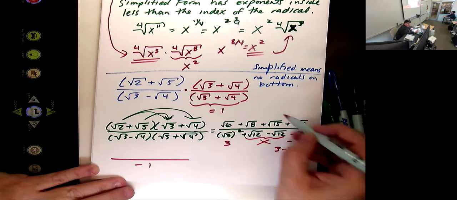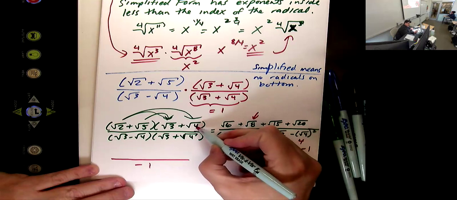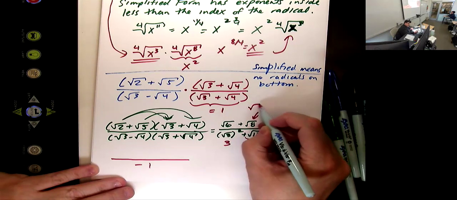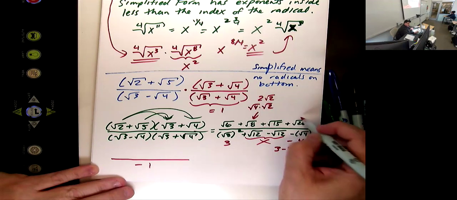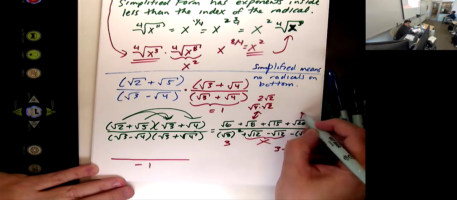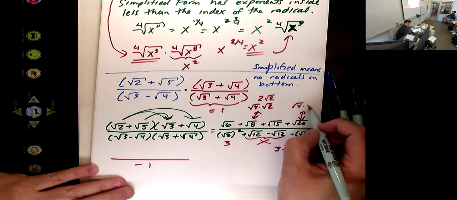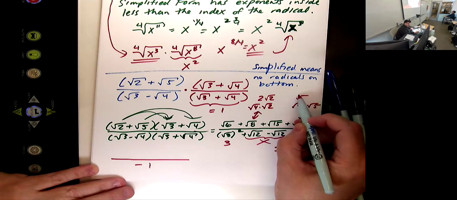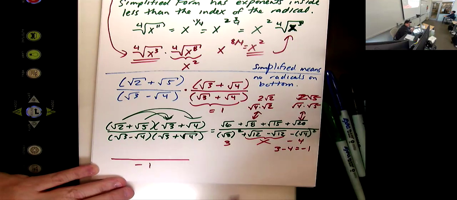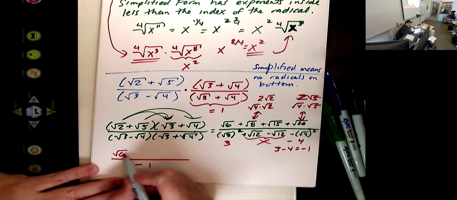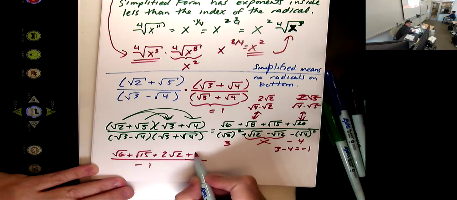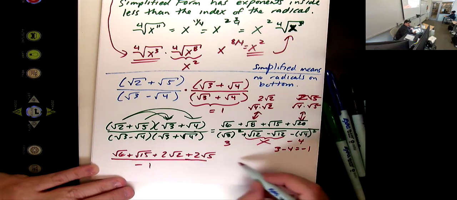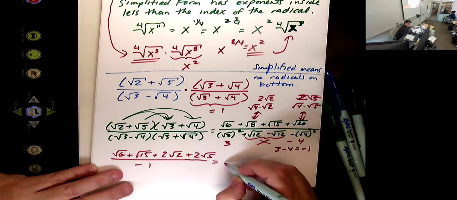On top, and I should have done this when I had the square root of 4 here. That is square root of 4 times square root of 2, which is 2 times the square root of 2. And that one is square root of 4 times square root of 5, which is 2 times the square root of 5. None of these add together, so we got square root of 6 plus square root of 15 plus 2 square root of 2 plus 2 square root of 5. And since the bottom is a -1, we'll just move the negative up and make everything negative on top.